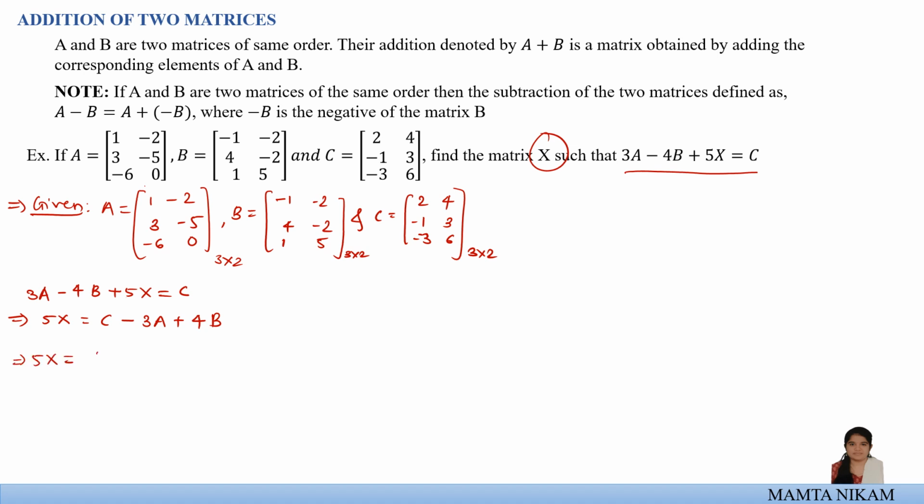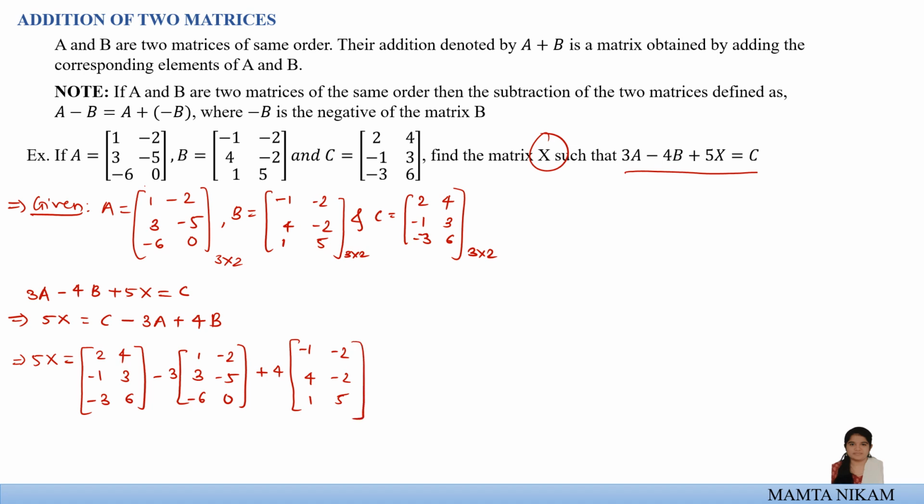5X will be [2 4; -1 3; -3 6] minus 3 times [1 -2; 3 -5; -6 0] plus 4 times the matrix B, that is [-1 -2; 4 -2; 1 5]. Now if you observe here, 3 is a scalar term which is going to be multiplied to matrix A, and 4 is a scalar term which is going to be multiplied to matrix B. So let's first multiply it.